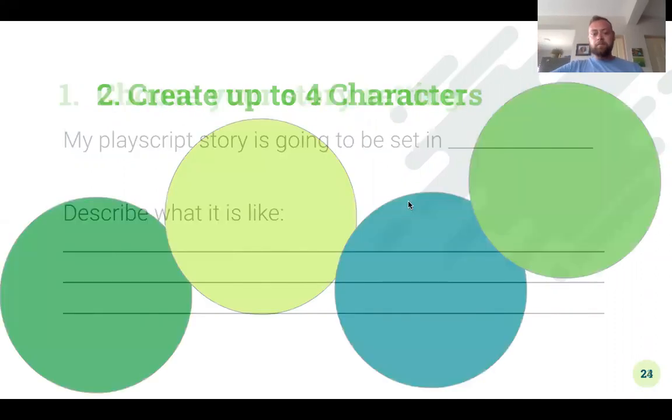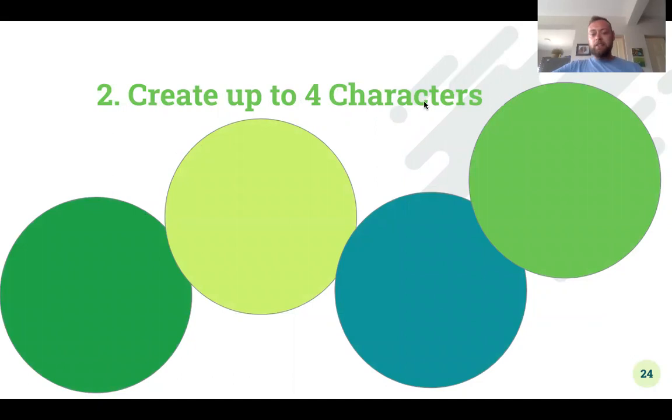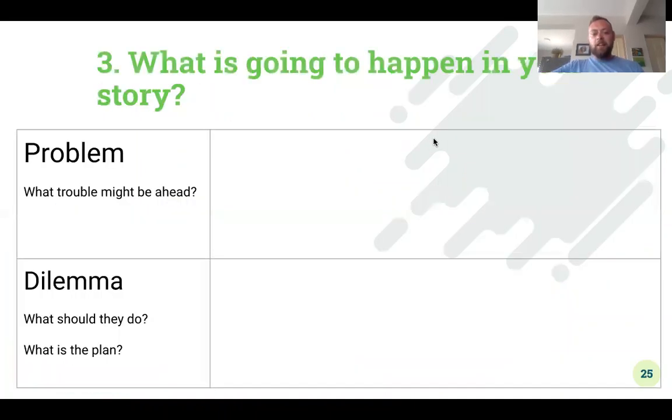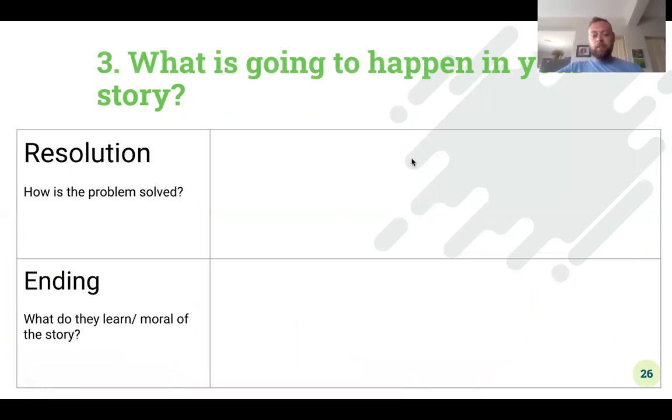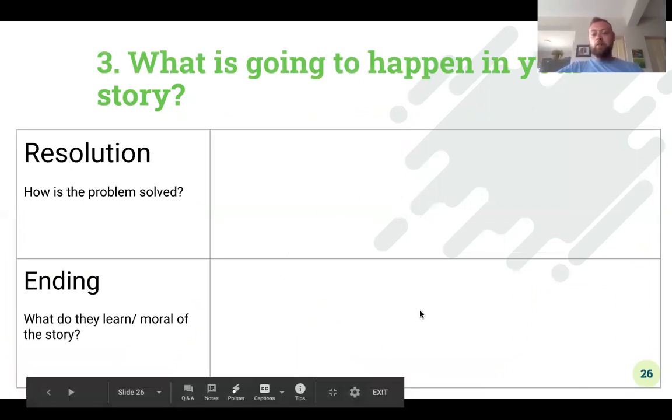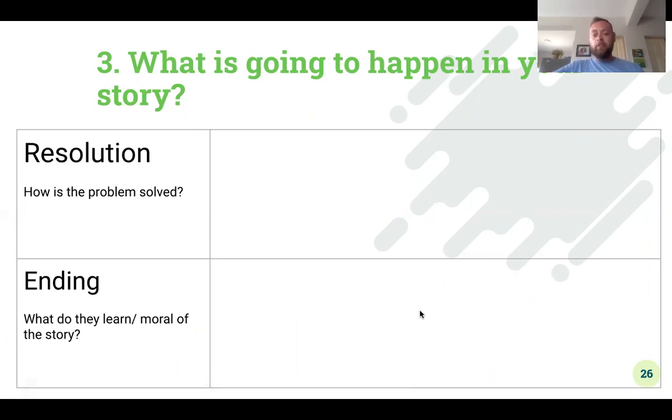Step 2, I want you to create up to 4 characters. So you could write their names in different bubbles, and just like me, if you wanted, you can add some clip art pictures or draw them yourself. And then lastly, you're going to fill out these boxes. What is going to happen in your story? I want to know what your problem is. I want to know what they're going to do about their problem. How is the problem solved? And then what lesson or moral do they learn? Okay, that makes perfect sense.